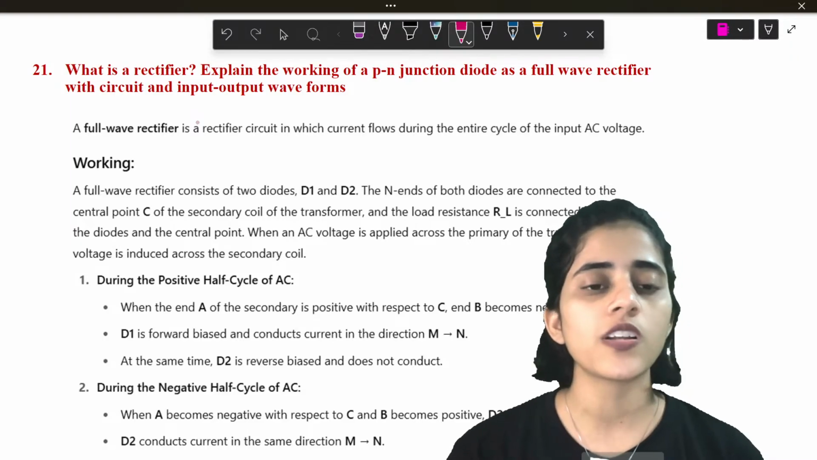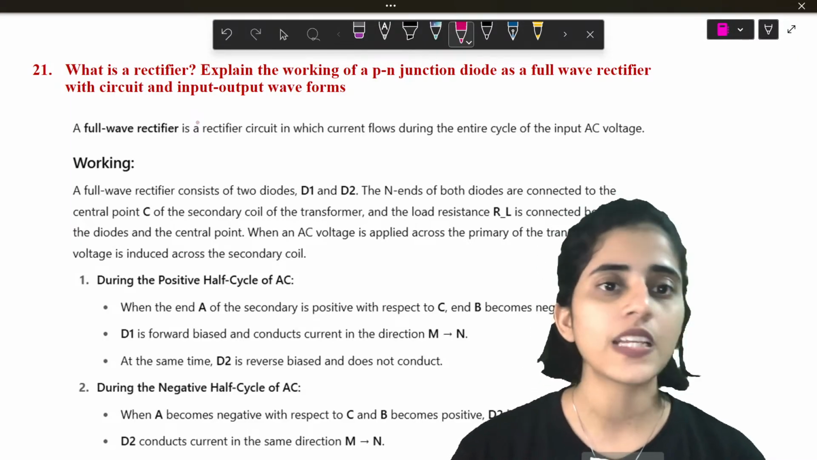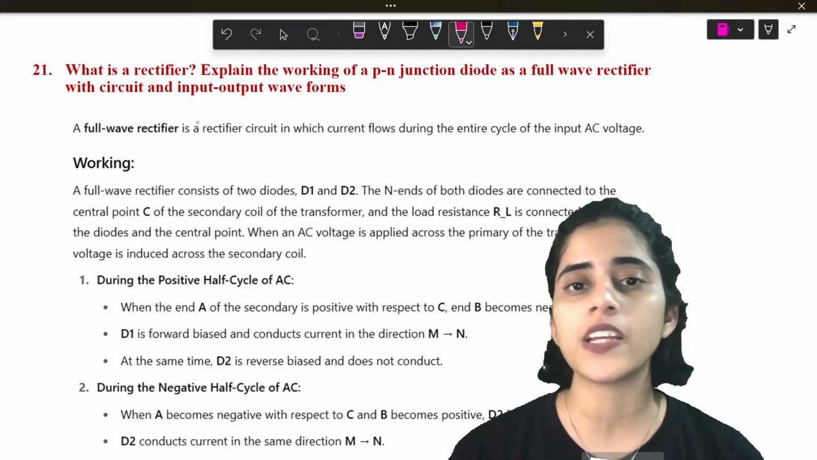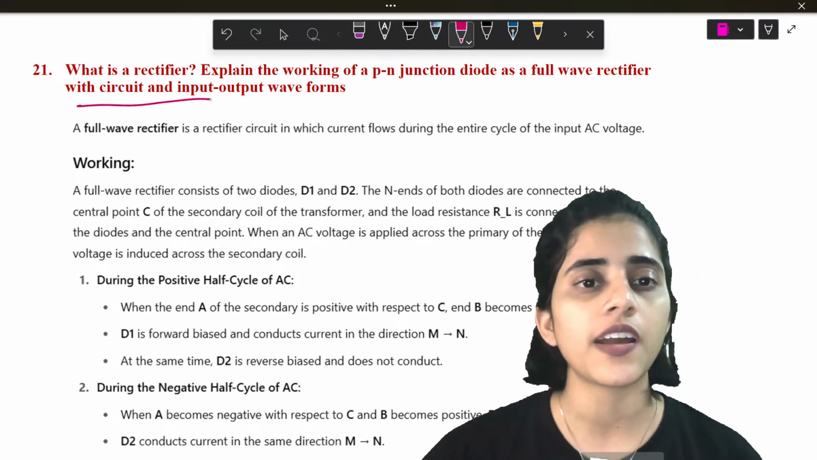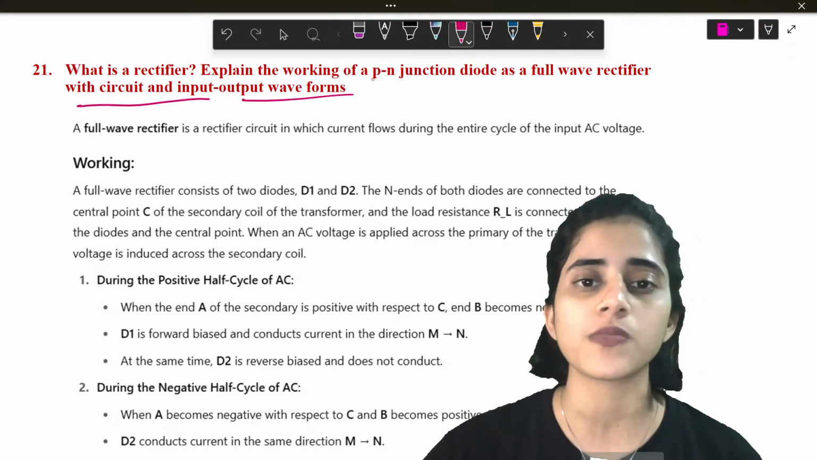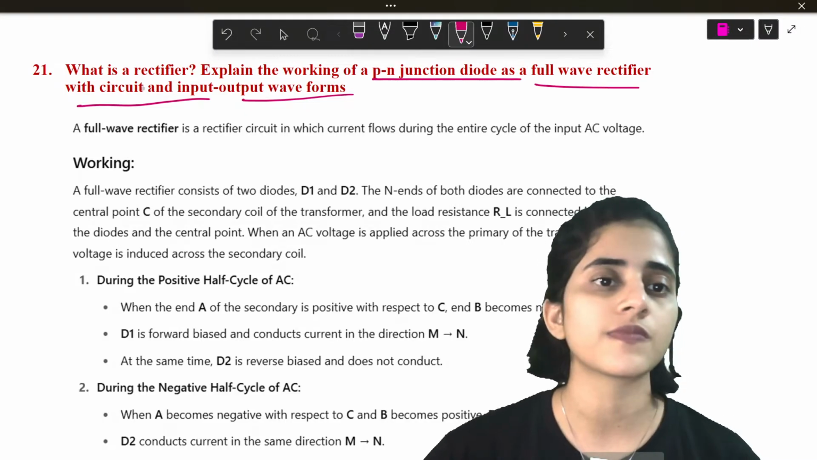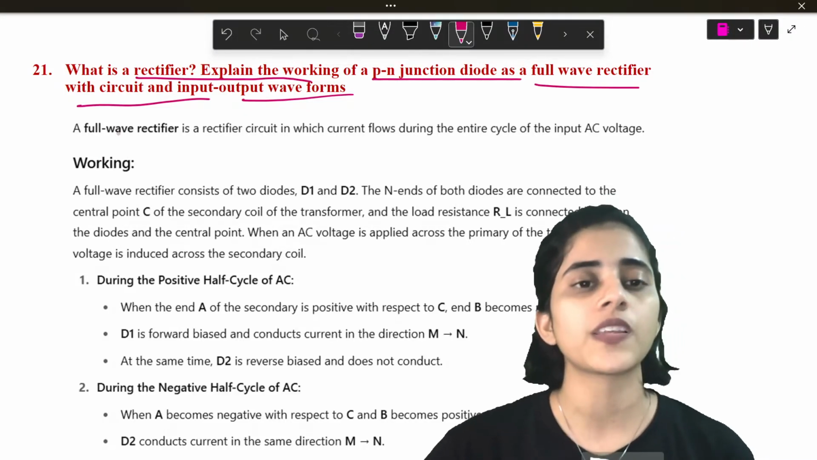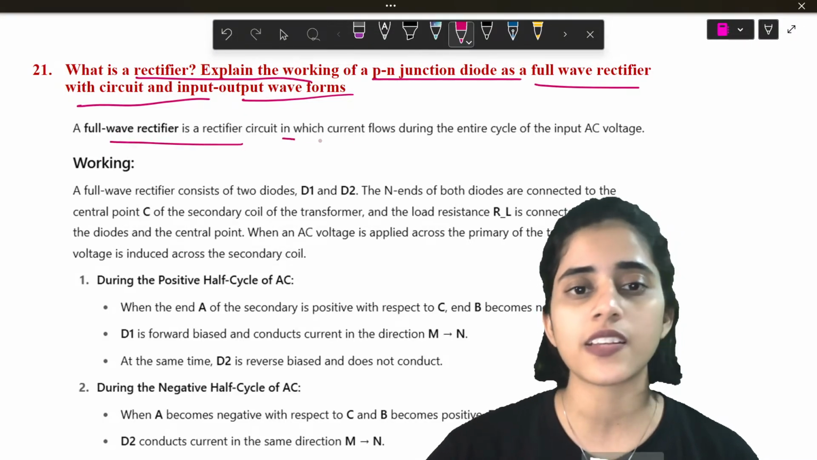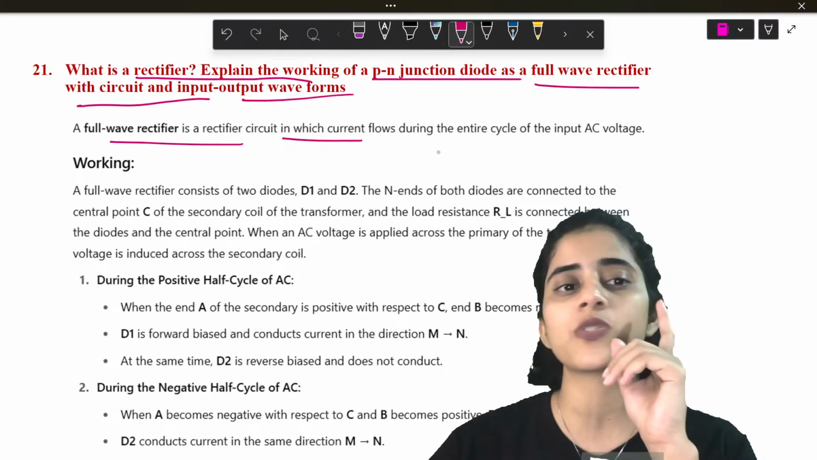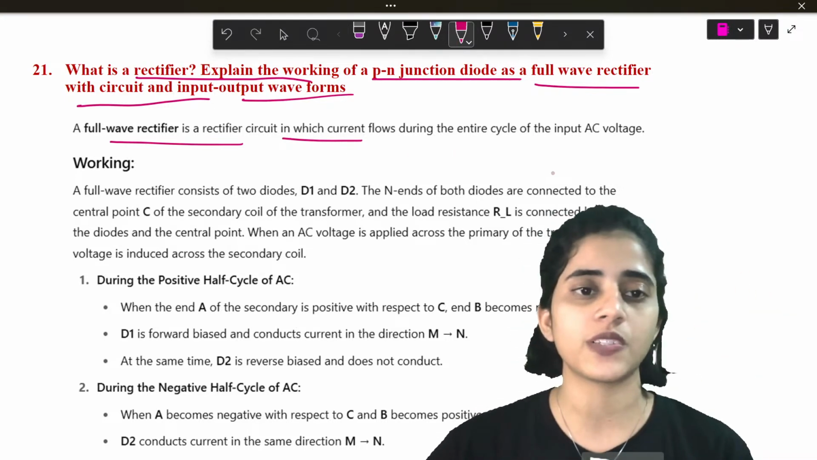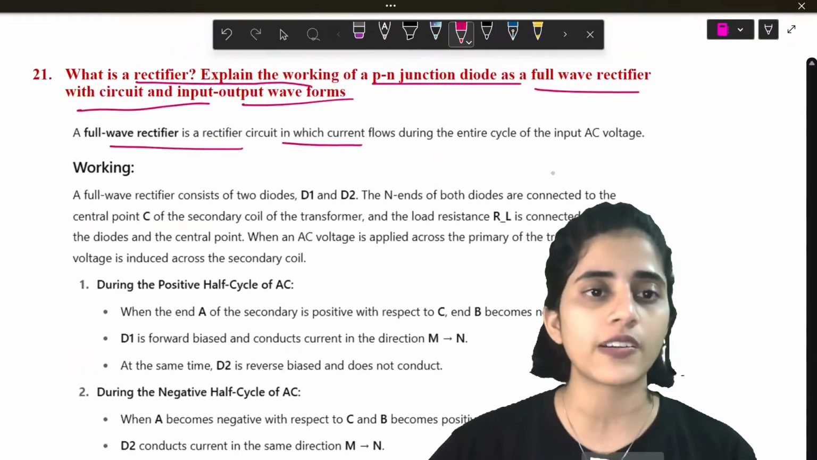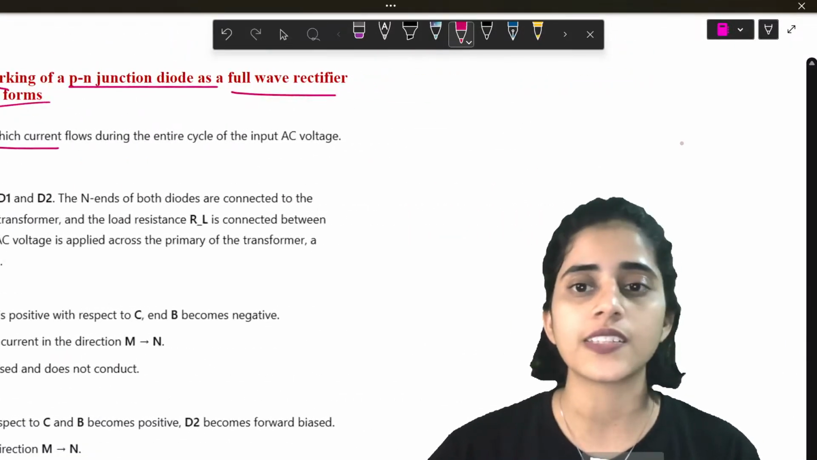Next, what is a rectifier? Explain the working of a PN junction diode as a full wave rectifier with circuit and input-output waveforms. A full wave rectifier is a rectifier in which current flows during the entire cycle.